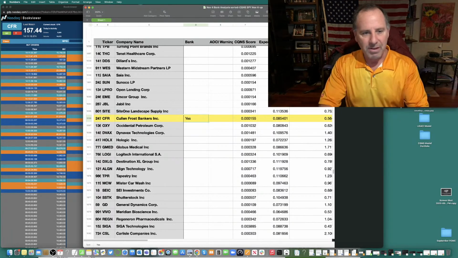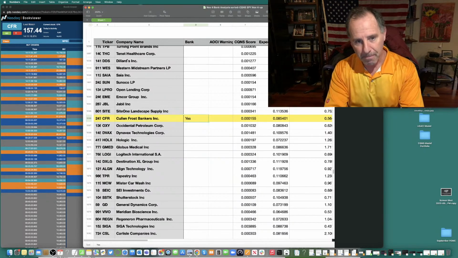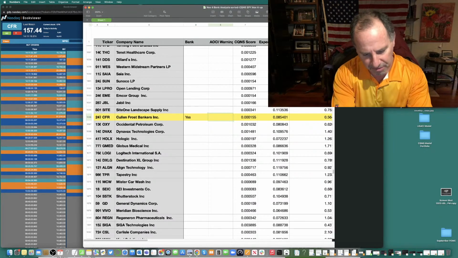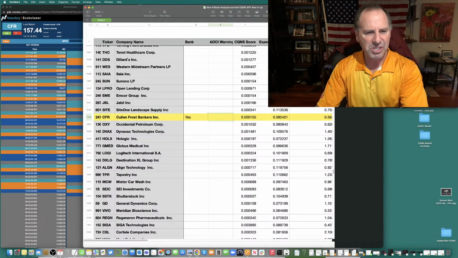And so I love it. I love it. Cullen Frost is a Cinderella story. The last time I heard a story like Cullen Frost was very exciting. It was a Cinderella story.